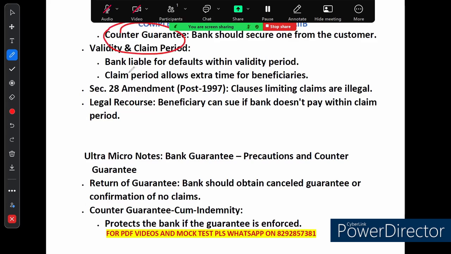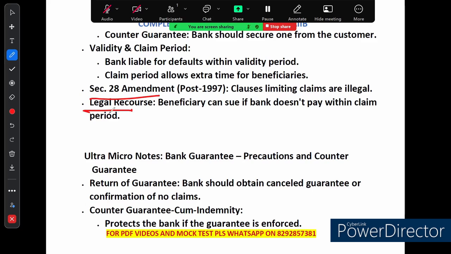When it comes to the validity and claim period, the bank is only liable for default that happens within the validity period, but there is a claim period that gives the beneficiary extra time to make a claim even after the guarantee expires. Thanks to the section 28 amendment in 1997, any clause limiting claims during this period is illegal. What happens if the bank does not pay on time? If the bank does not honor the guarantee within the claim period, the beneficiary can sue them. That is called legal recourse.